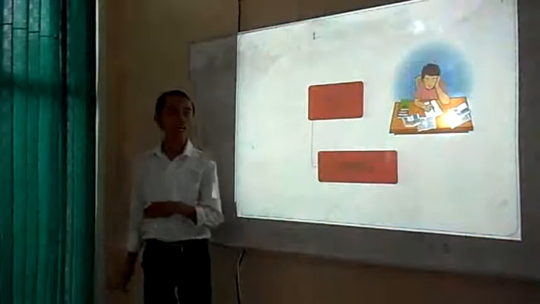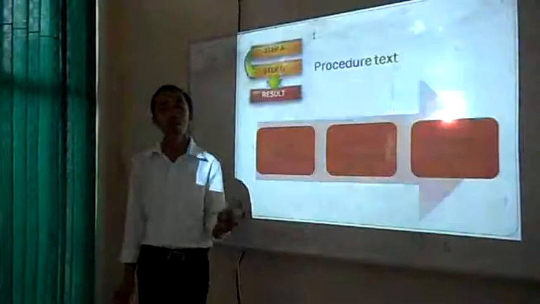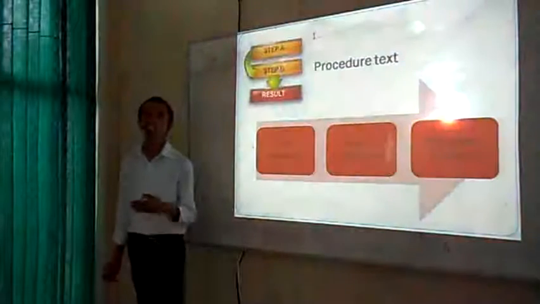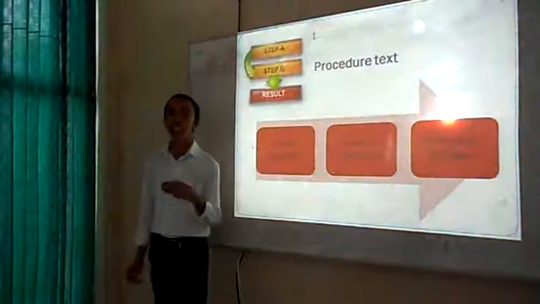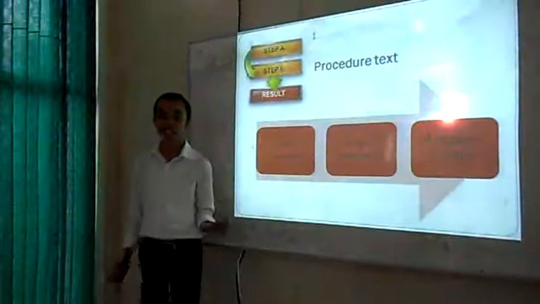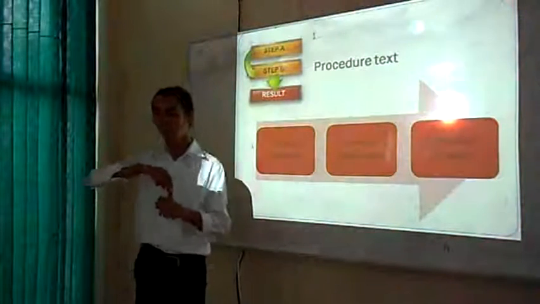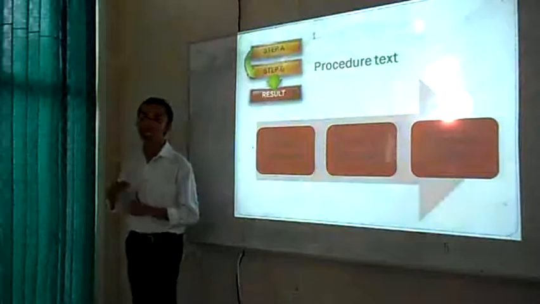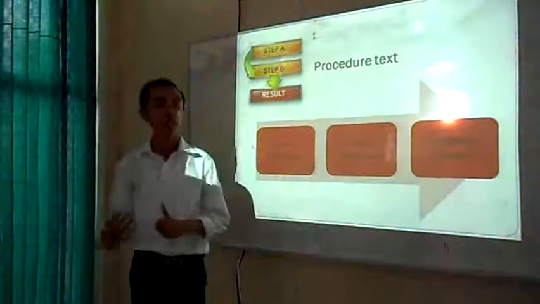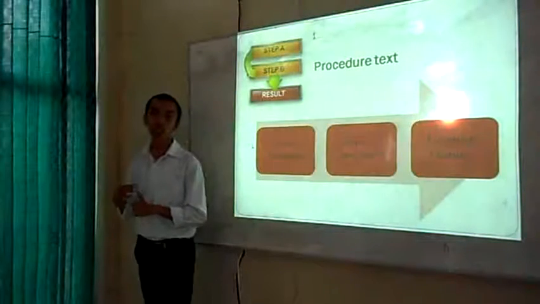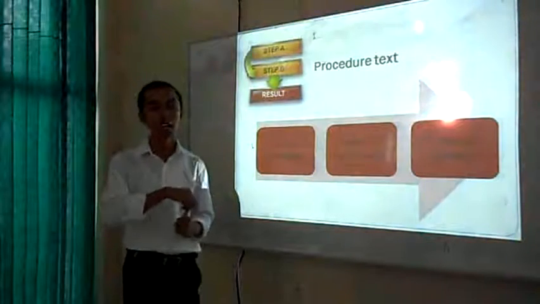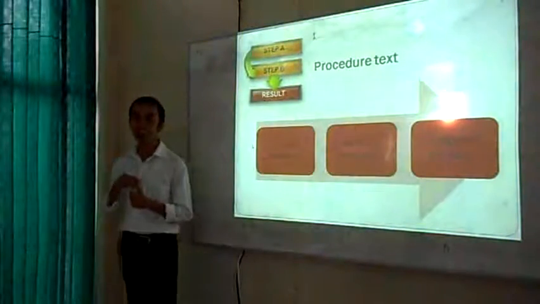And the second one is procedure text. Procedure text is a text that describes how to make or how to do something. The generic structure of procedure text, the first one is the goal. The goal is something to achieve. For example, if you want to make a cup of tea, so the goal is how to make a cup of tea or making a cup of tea.